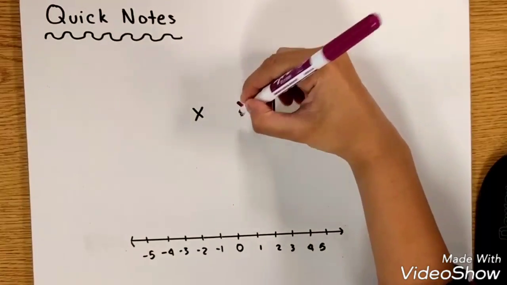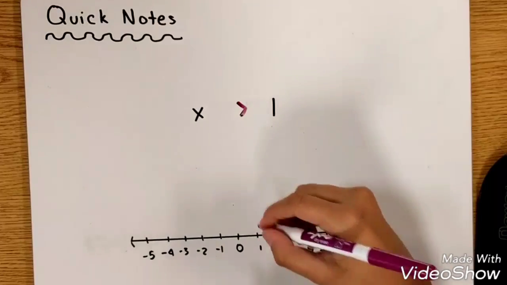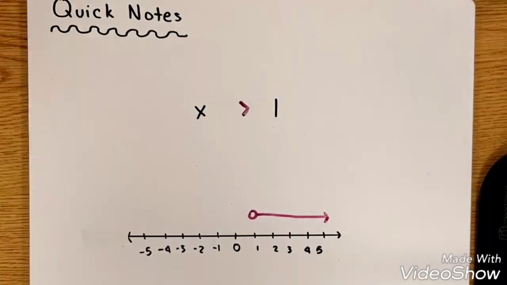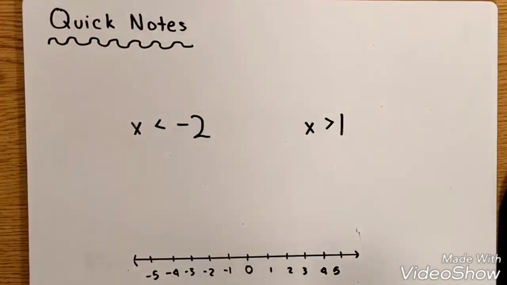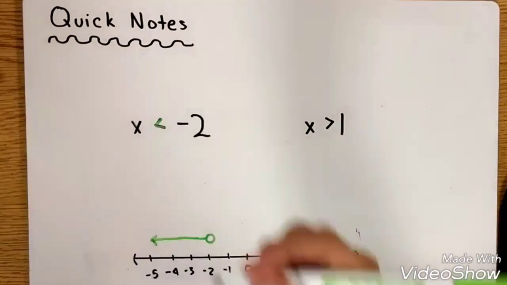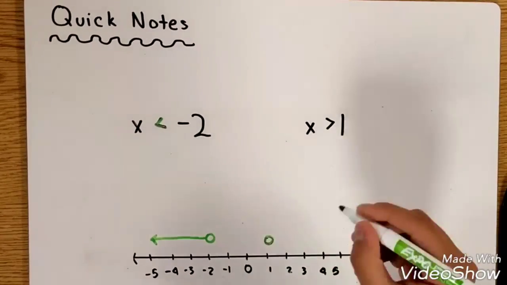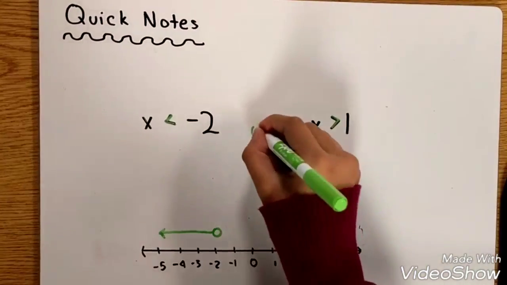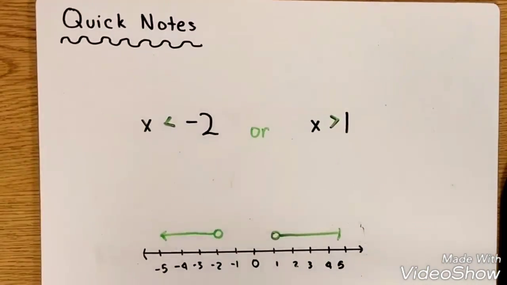We graph in the direction the arrow faces. So here, we graph with an open dot, and it faces right because that's the way the arrow points. These two inequalities are graphed with open dots, and they face in the direction that their signs point. Since these face opposite directions, as you can see here, this is an OR statement.